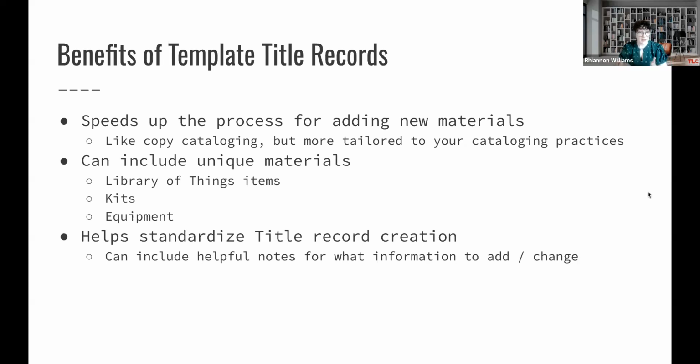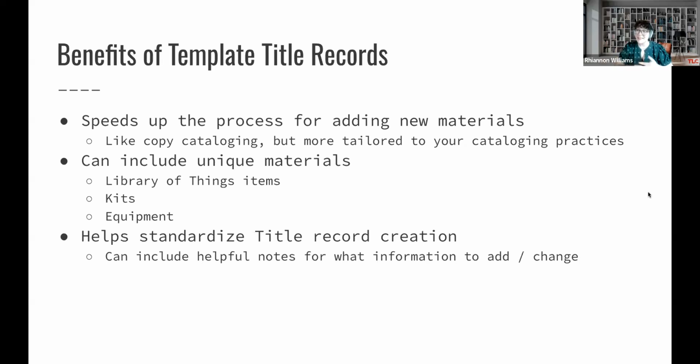Template title records can also be really helpful for cataloging unique materials that may be difficult to find a record to copy catalog off of. This is very helpful for things like Library of Things items. So any of those odd materials, cake pans or board games and things like that, that it may be difficult to find an existing MARC record for that particular item, that physical object that you're cataloging. But you can also always use a template title record to give you a head start on some of the information you may want to include in there.